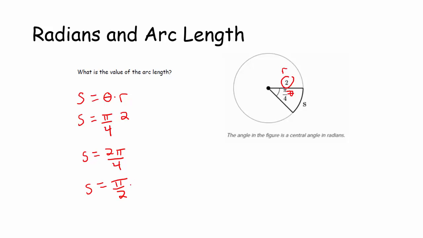Normally we'll have some sort of units to measure length, because remember, the arc length is literally the distance from this point to this point, like just walking along the edge of the circle. How far is that? Normally that'll come with units like centimeters or inches, but this problem didn't provide units, so the arc length is just pi over 2 units.